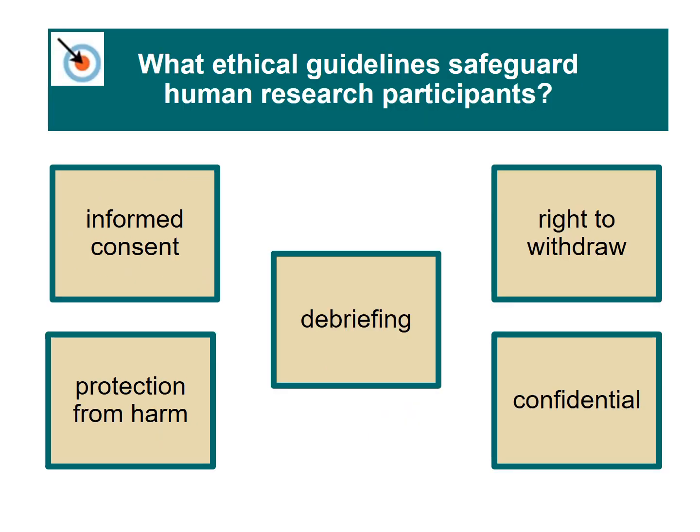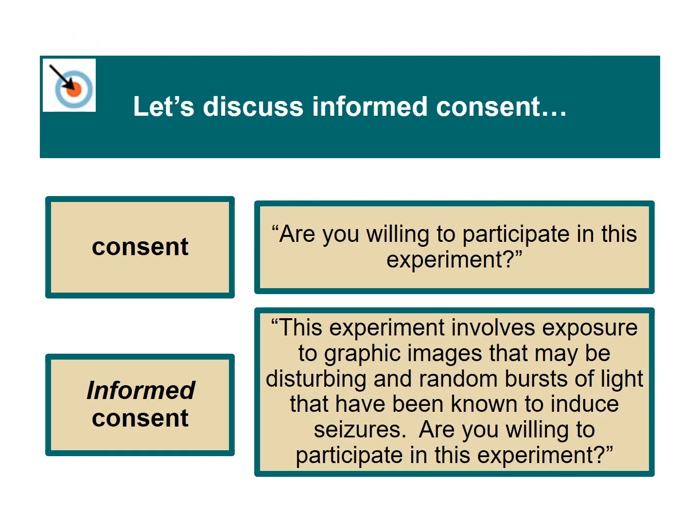All right, so moving from animals to humans, what ethical guidelines safeguard human research participants? There's informed consent, protection from harm, debriefing, right to withdraw, and confidentiality. So let's discuss informed consent first. We've got consent and informed consent. Consent is simply, are you willing to participate in this experiment? Whereas informed consent is actually explaining what the experiment is and what it involves.